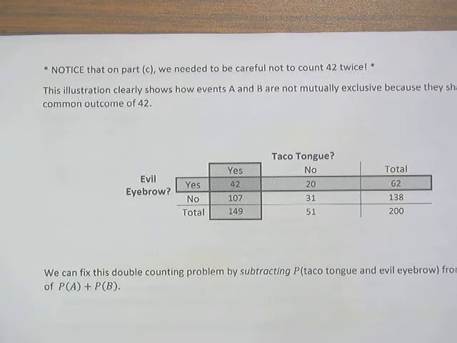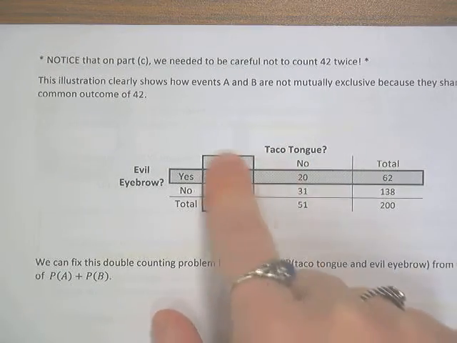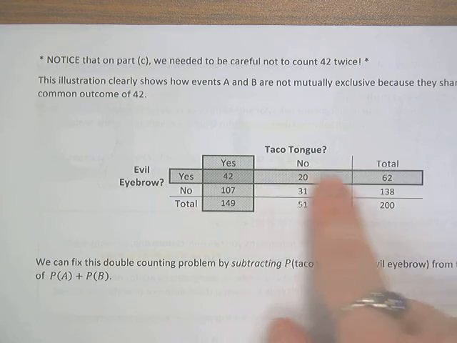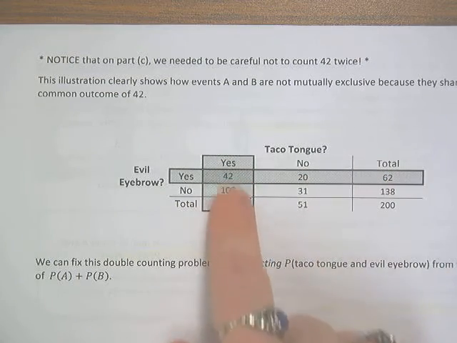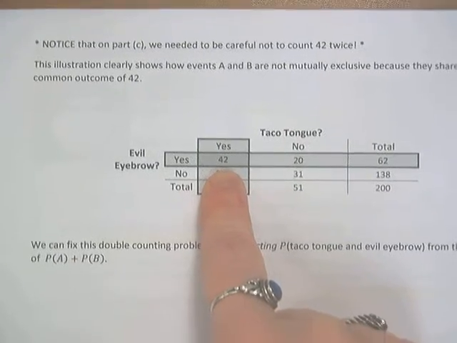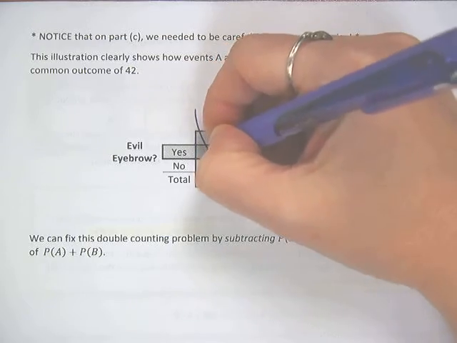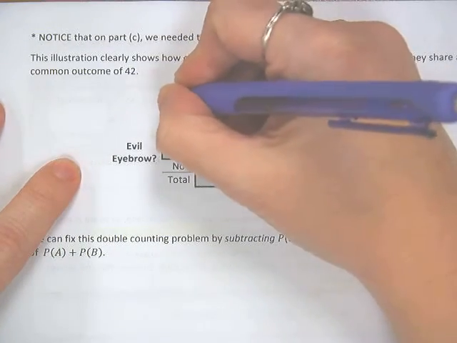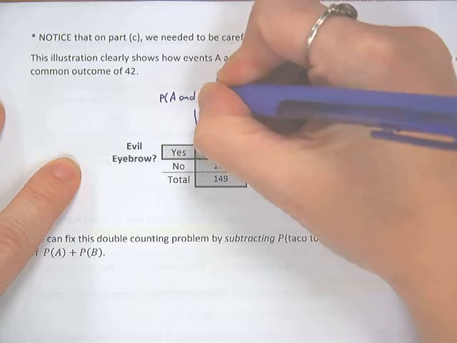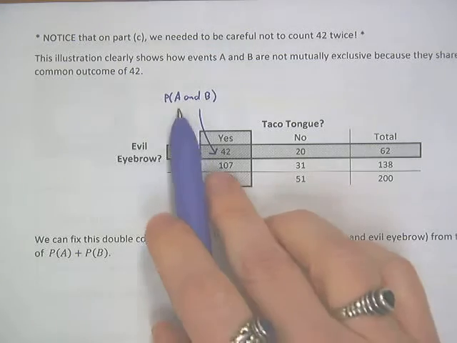And what it says at the top there is what I already explained. You have to be careful not to count the 42 students twice when you're saying all the taco tongue and evil eyebrow people. So what I've done here is I've just kind of shaded in light gray and shown you where they overlap here in dark gray. Just make a note that this 42 students right here, that's going to be the events A and B happening together. They can do both things, both events, A and B.